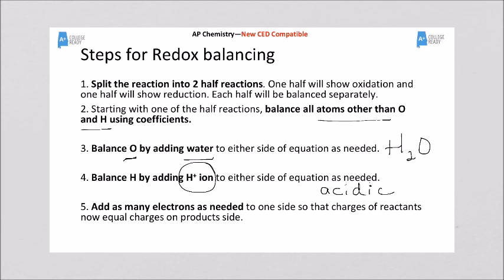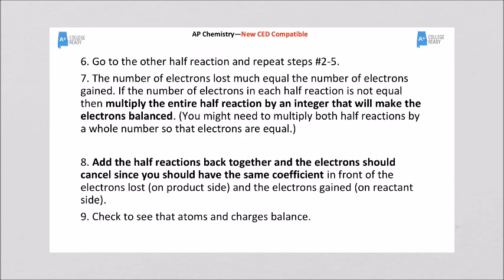After you've done that, you have to check the charges on each side of the reaction to see if the charges are balanced, and they're not going to be. So you're going to have to add electrons to either side of the reaction. And again, this is going to depend on whether it's oxidation or reduction. If it's a reduction half reaction, you're going to be adding some number of electrons to the reactant side. If it's oxidation, you have this loss of electrons, so it would be some number of electrons on the product side. Okay, so then you'd go to the other half and repeat those same steps.